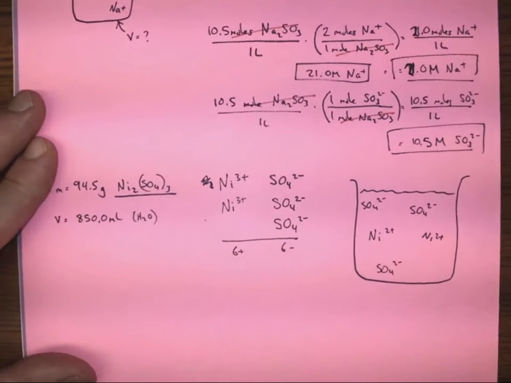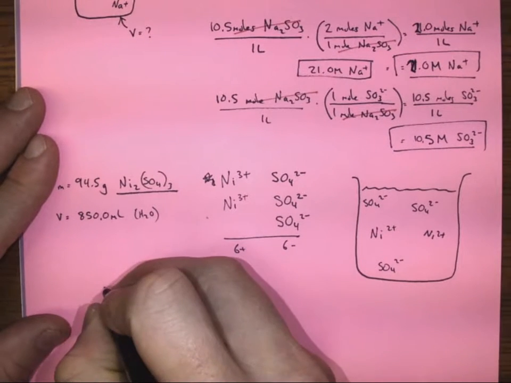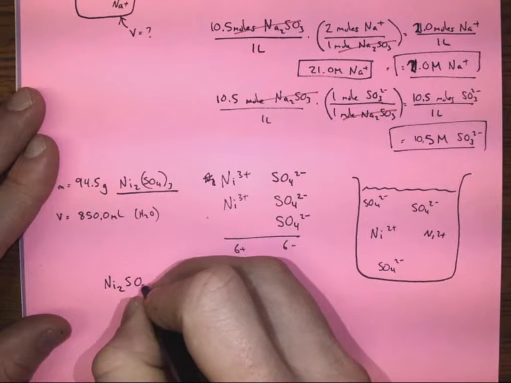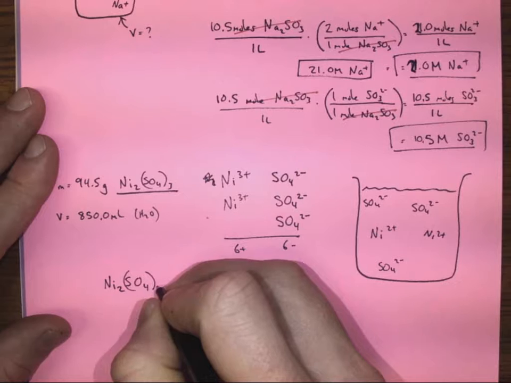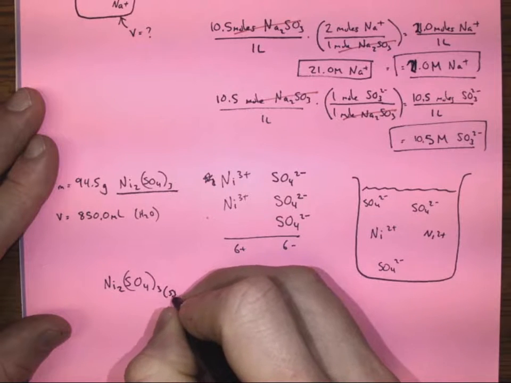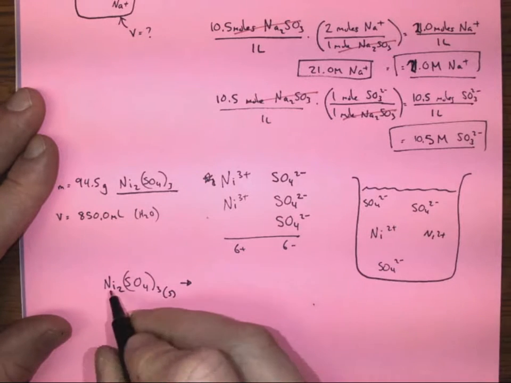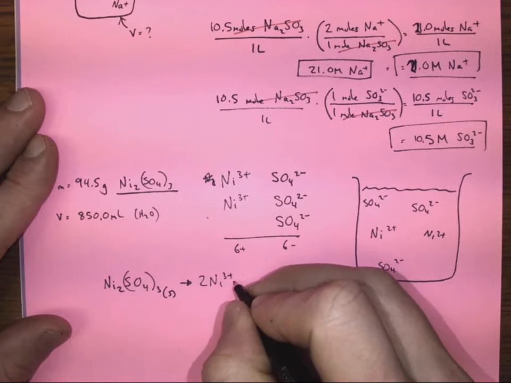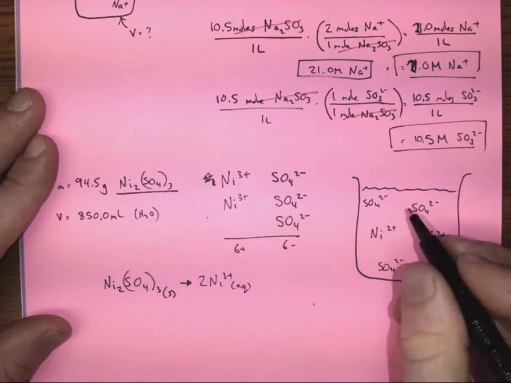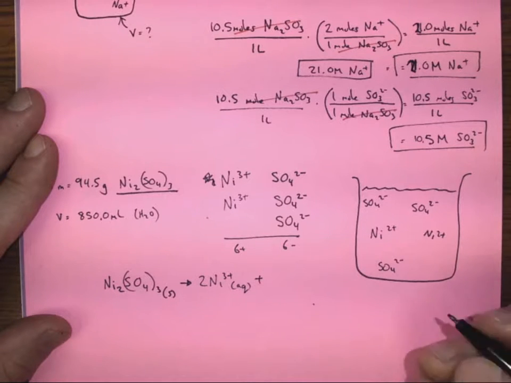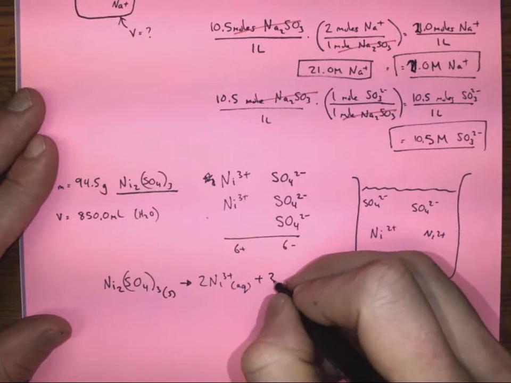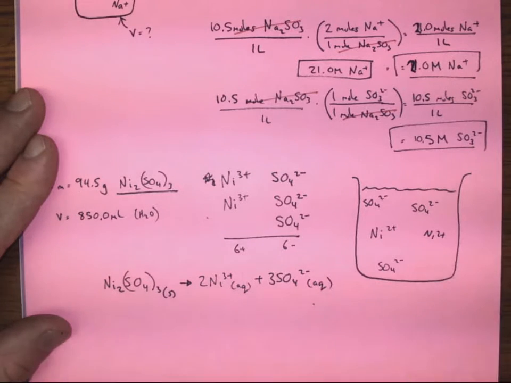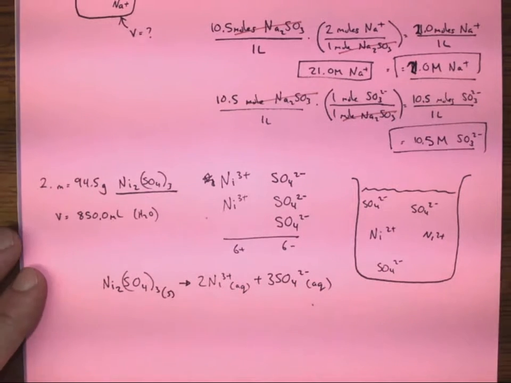All right. So it looks like we have this dissociation reaction, which says that we have some nickel 2 sulfate 3, and that's a solid, and that's going to dissociate into 2 nickels, and they're aqueous, floating around in water. And in addition, I'm going to have 1, 2, 3 sulfates, and those are aqueous as well. Okay, and that's our dissociation reaction.